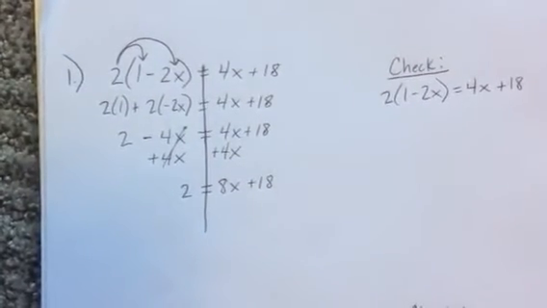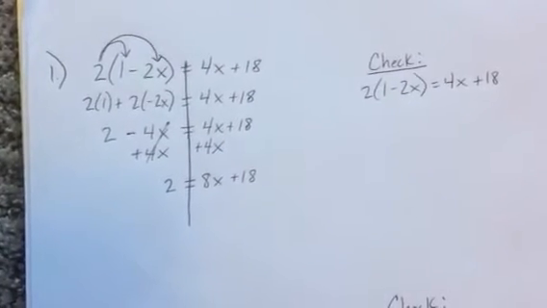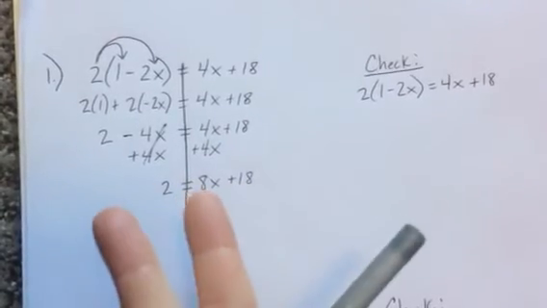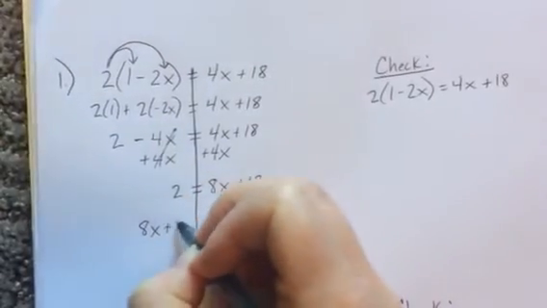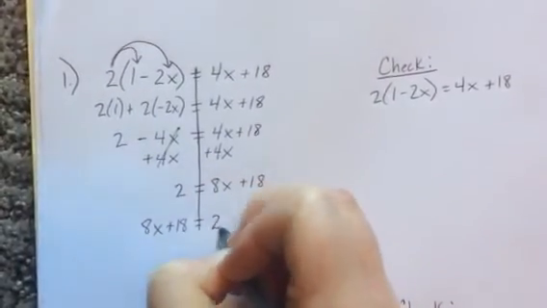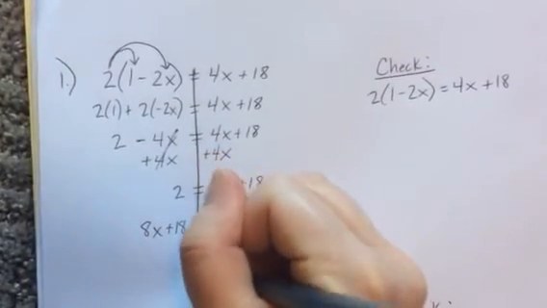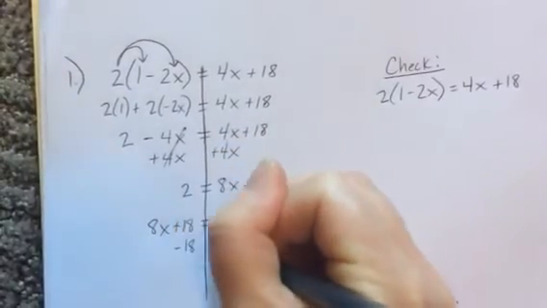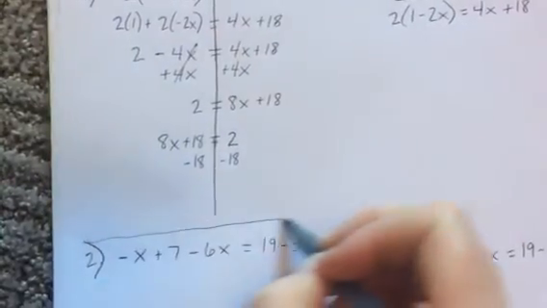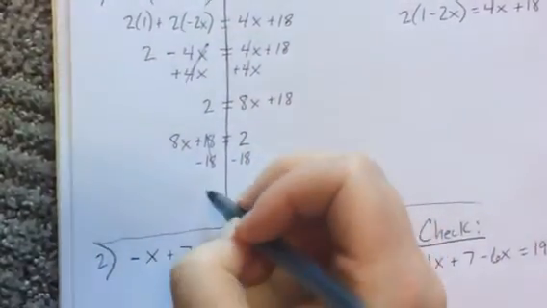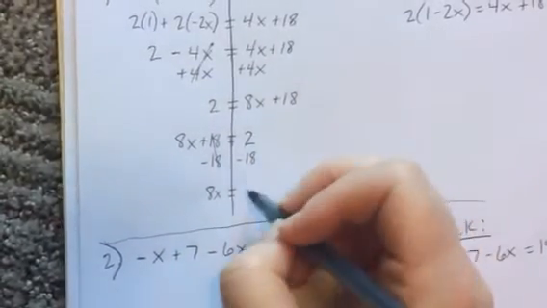Now I want to isolate my 8x because if I do that, I can divide by 8 and then I'm done. Like I've told you before, if you want to swap those two expressions around the equal sign, you can do that. If they're equal, they're equal. It doesn't really matter which goes on which side. So now I'm going to get that 8x by itself. I have a positive 18, so I want to subtract 18 from both sides. When I do that, on the left side that turns into 0, so I have just 8x equals. On the right side, 2 minus 18 is negative 16.